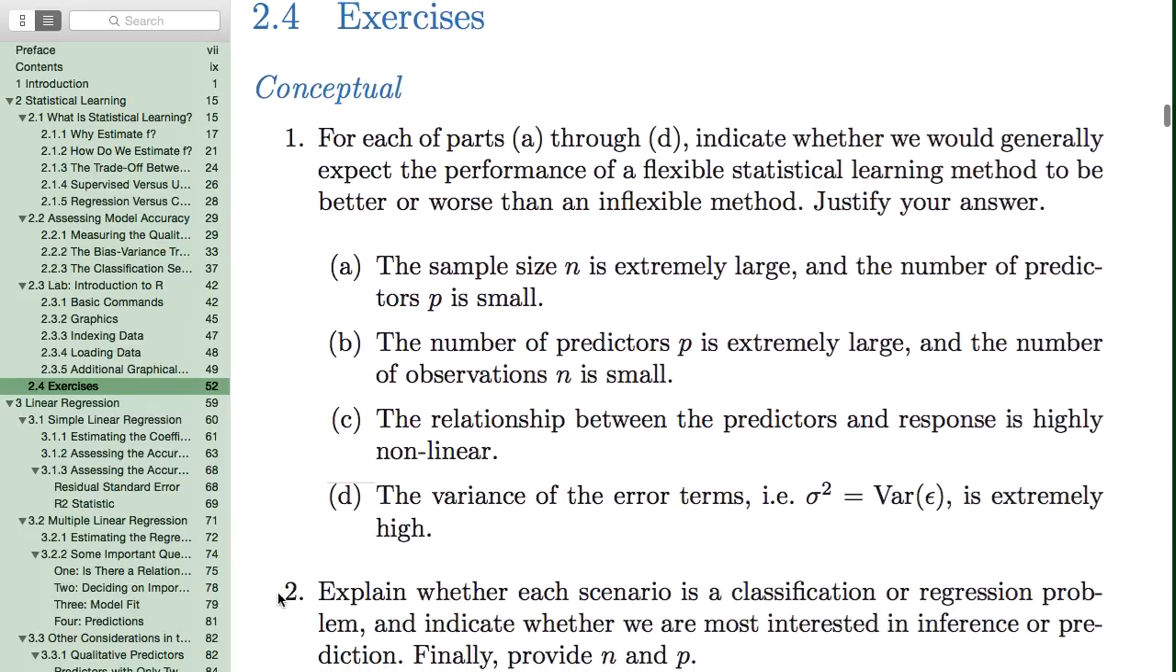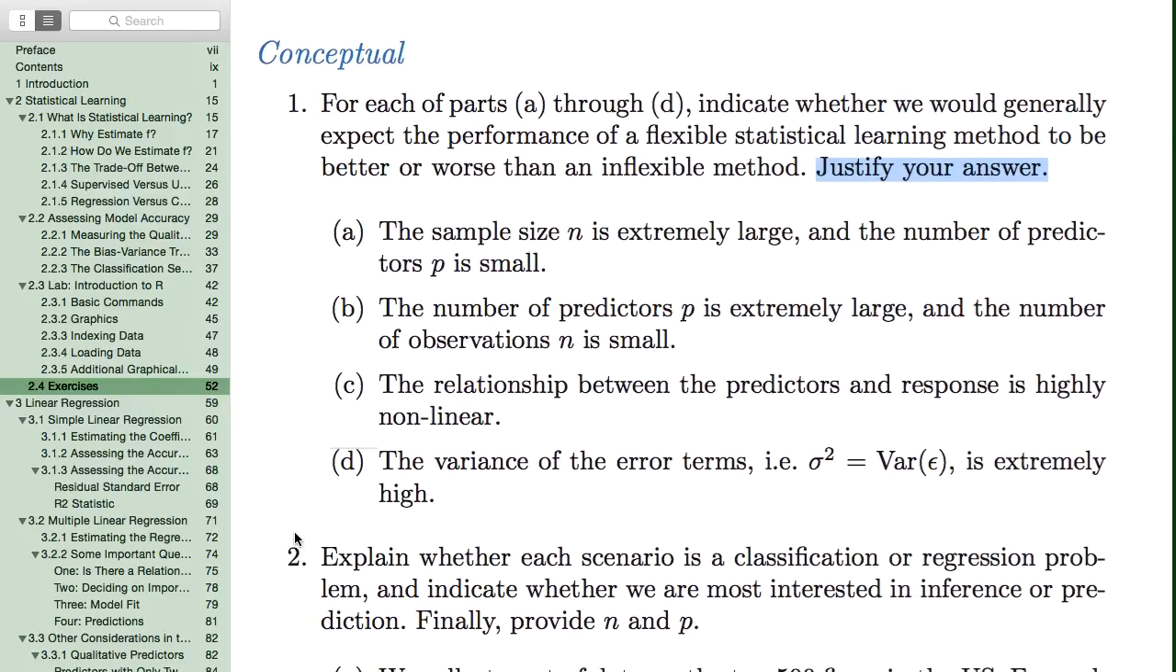Okay, now, so problem 2, explain whether each, and by the way, if you don't agree with my answers, that's fine. I just hope that you have paid attention to this part. Justify your answer. I hope that you have a good justification for your answer. That's quite important. The idea here is to get you thinking about these problems.